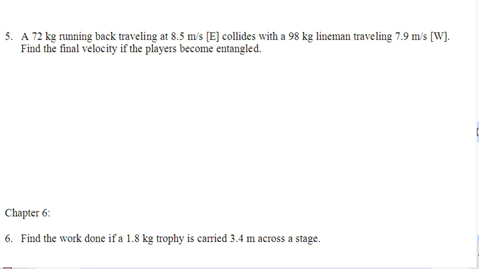Running back, colliding. So we've got a collision question here. We do have to watch the direction of the velocities. East is positive, west has to go in as a negative, and you have to make sure you catch that. We've got the final velocity of the players if they become entangled. Remember, that means the masses are going to combine. So really all you need to know is initial momentum equals final momentum.